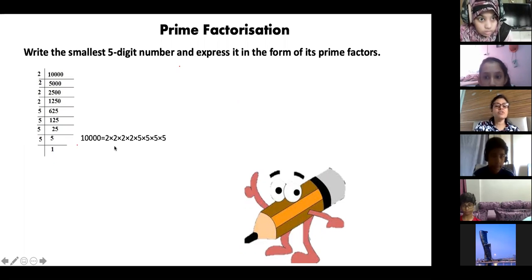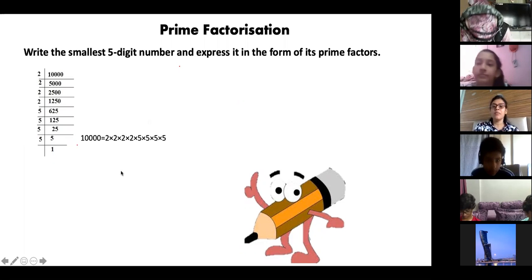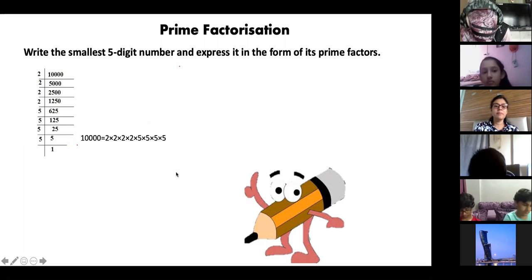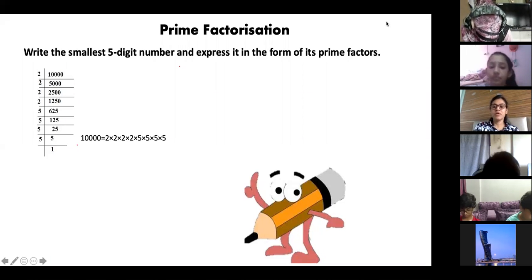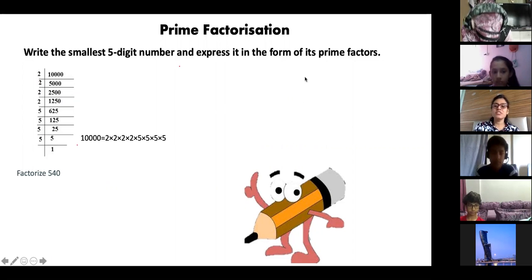This way you can write it in the form of an exponent, as Mozam told. Also you can write 2 raised to 4 into 5 raised to 4. This way also you can write the answer, but it should be prime factors. Is it clear, everyone? Yes. Okay, so next question. Factorize 540. Same way you have to factorize.